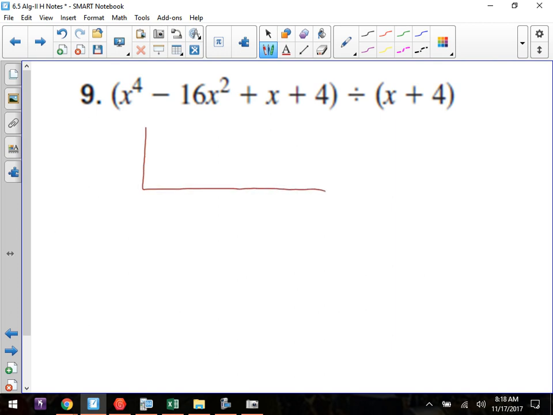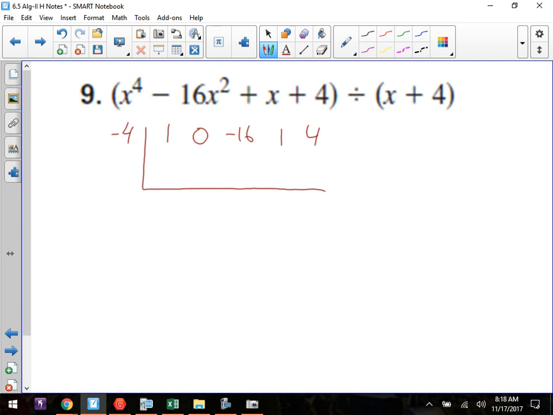So my coefficients would then be 1, 0, -16, 1, and 4. I put in a placeholder for the x cubed. What do I divide that by? What do I put on the outside? -4. Very good. Remember, always divide by the term's zero.